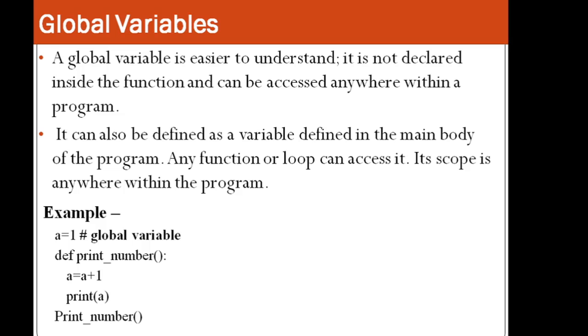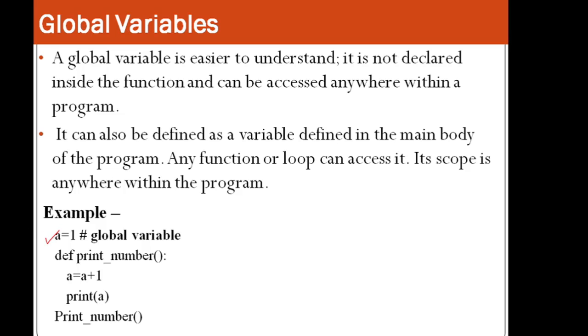Local warranty means that only in Patiala you can have, or in Punjab you can have, or in some of the states. So they are local to that part only. Right. So a global variable is easier to understand. It is not declared inside the function and can be accessed anywhere within the program. It can also be defined as a variable defined in the main body of the program. So if it is so, then any function or loop can access it. And its scope is anywhere within the program.